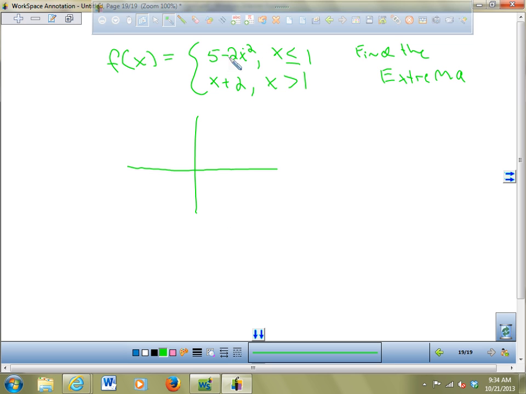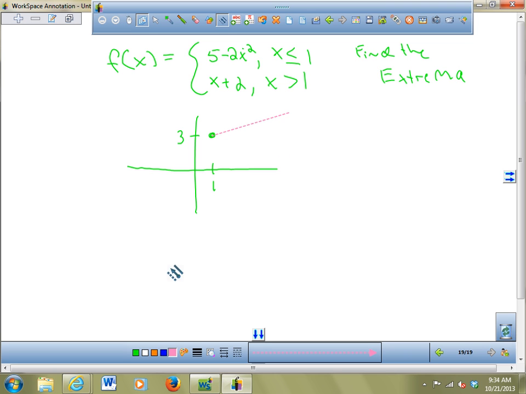If I plug in 1 in here, what do I get out? 3. So 1 gives me out 3. So there is a point for sure on this graph, 1, 3. If I plug in 1 in here, what do I get out? 3. And so this agrees with that. And so then what I get is going up from this point, I have a line with a slope of 1. So it's going up that way. It shouldn't be dotted.